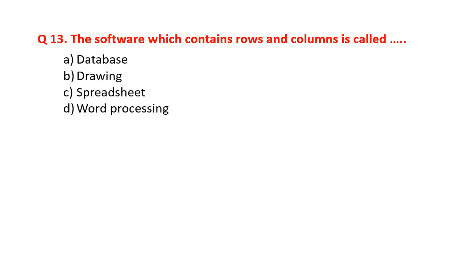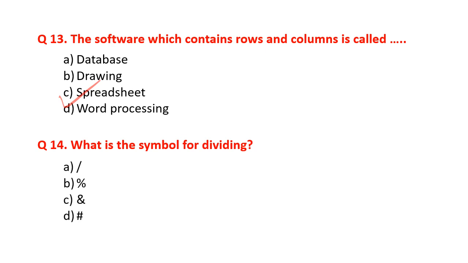Next question. Question number 13. The software which contains rows and columns is called? Option C, it is a spreadsheet. Now, question number 14. What is the symbol for dividing? Option A is the right answer. This is the symbol for dividing.